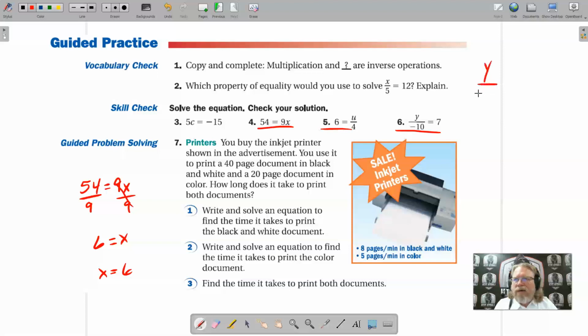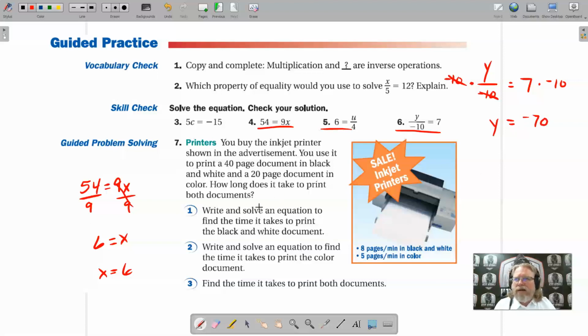So y over negative 10 equals 7. The y is related to the negative 10 through division. The opposite operation is multiplication. So I'm going to multiply. What am I going to multiply by? The very number I wish to get rid of, negative 10. What I do to one side, I do to the other. The negative 10s are going to cancel each other, leaving me with just y on the left. And 7 times negative 10, well, positive times negative is negative, and 7 times 10 is 70, so y equals negative 70. And then if you want, you could go ahead and check this one out here.